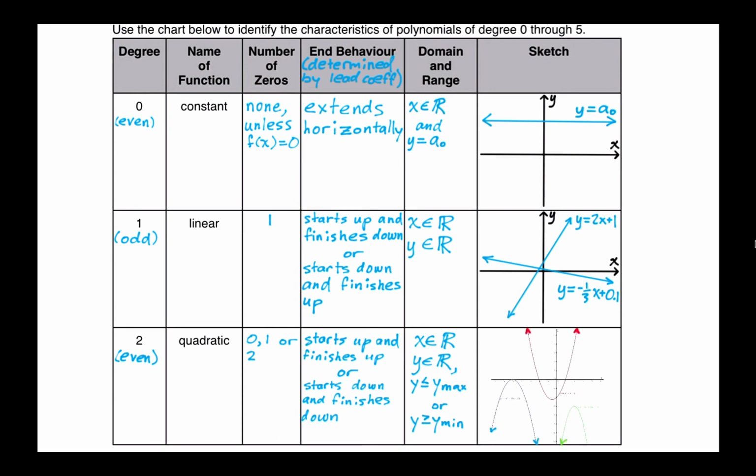Okay, so now let's take a look at 3 situations. You notice that this green graph has no zeros. This blue graph has 1 zero, and the red graph has 2 zeros. And so the number of zeros can be like so. You'll also notice in terms of end behavior, it either starts up and finishes up. That's the case here. That's when the lead coefficient is positive. Or it starts down and finishes down, and that is when the lead coefficient is negative.